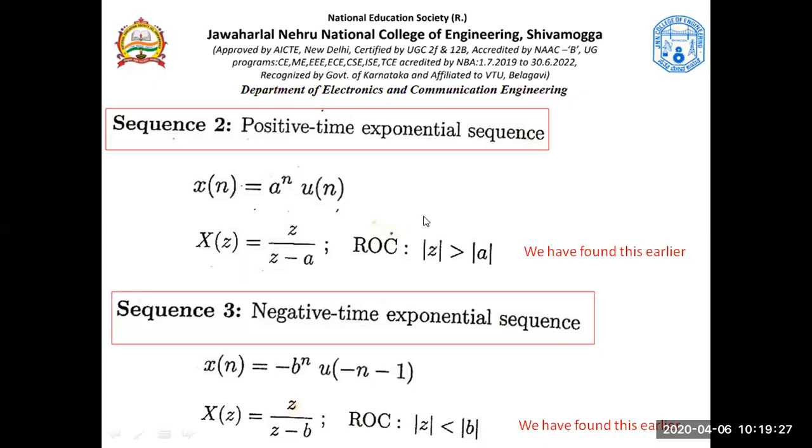Here it's a positive time exponential, and the ROC is outside the circle of radius a. Is the meaning of this. For positive time exponential, region of convergence is outside the circle with radius a. For negative time exponential, ROC is inside the circle with radius b. It's inside the circle with radius b.